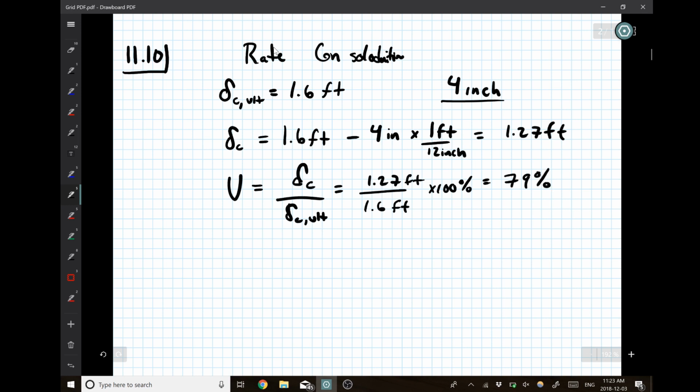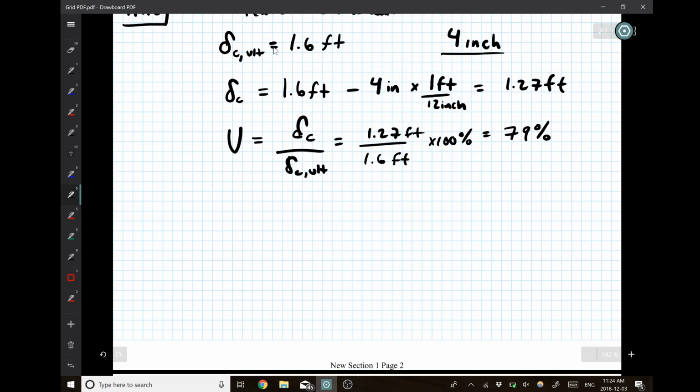So, just so this is clear again, you put the fill on, it's not consolidated yet. Instantaneously, it hasn't consolidated. It starts to consolidate, gets to 50%, then it gets to 79%. That means that 79% of the total consolidation has happened, but the building can withstand 21% of the total consolidation, which is the 4 inches. And that's why we have to wait for 79% of the total consolidation to happen before we can put the fill on, or the building.